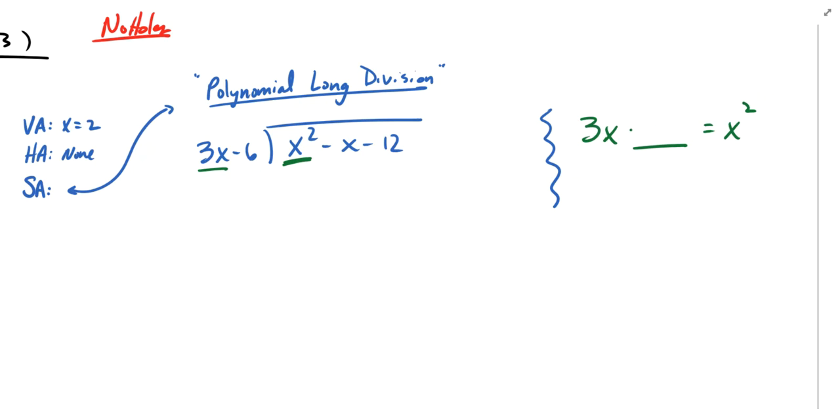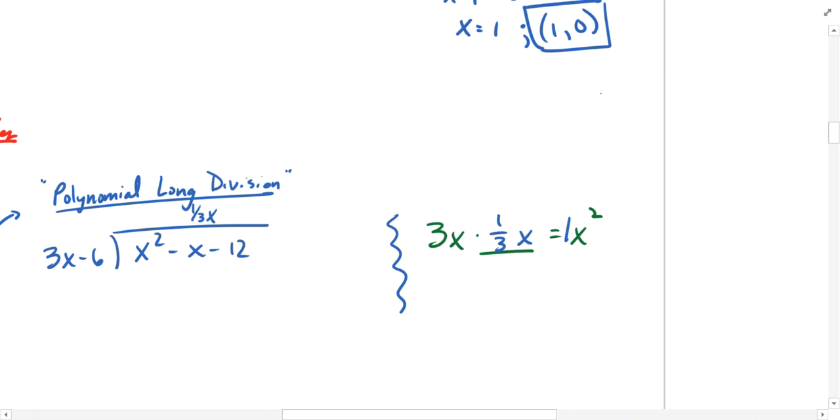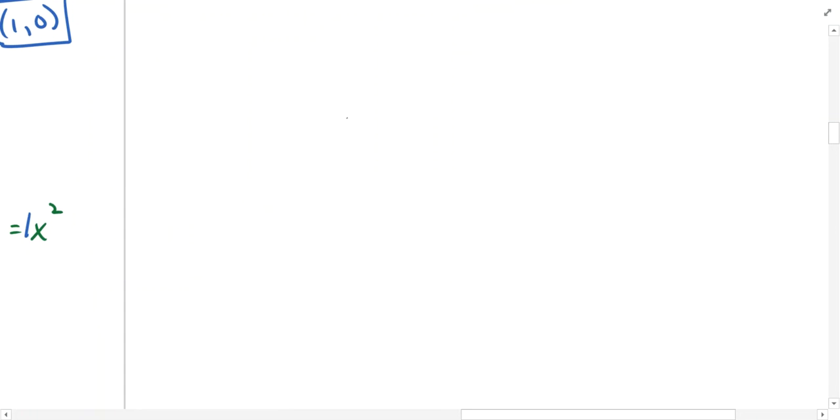And I know that if I multiplied 3 by 1/3, that's going to leave me with the coefficient of 1 that's desired here. And I know that x times x is going to give me x squared. So if I'm thinking backwards, I'm doing the opposite of division, and I'm thinking of multiplication, I know that 1/3 x times 3x will give me x squared. So there's my estimate, and this is similar to the long division algorithm if you've learned this in the past.